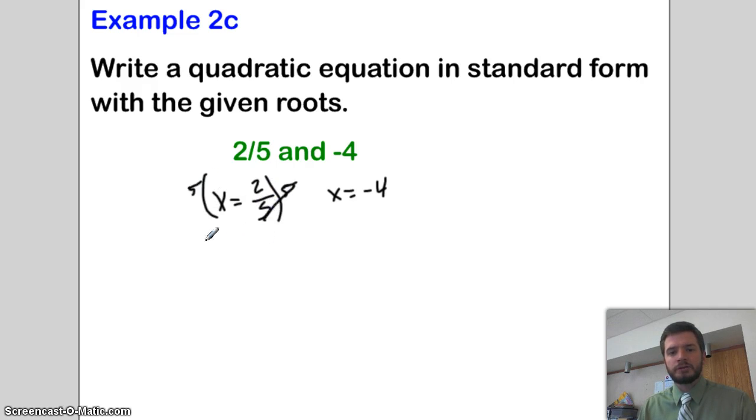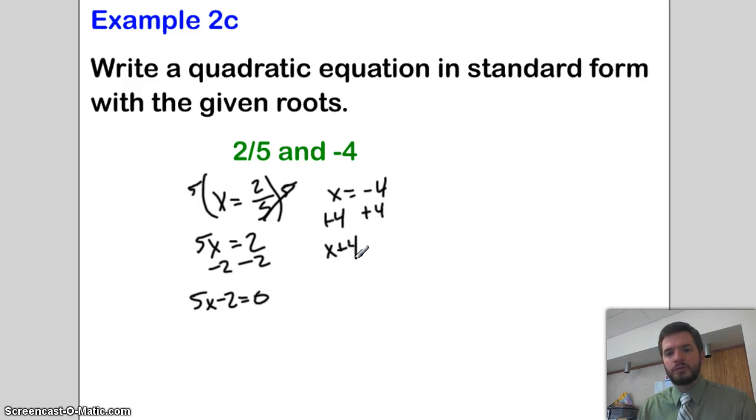Okay, to get rid of that, it'll be 5x equals 2. Subtract 2 over, so 5x minus 2 equals 0. That's our first one. Here, just add 4 over, so x plus 4 equals 0. Combine them.